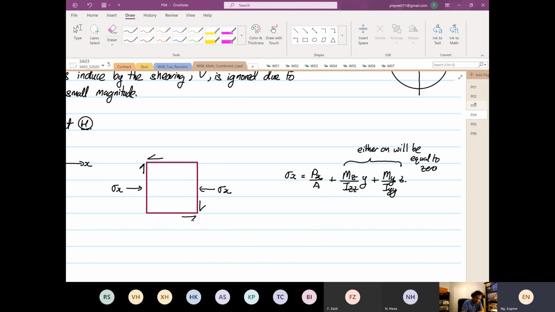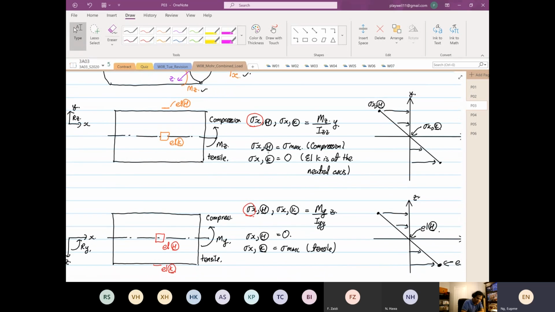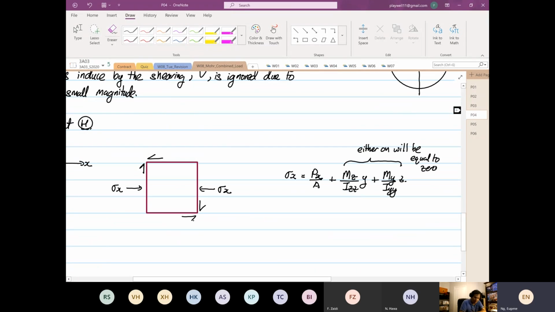Why is that? Because like what we see over here, element H is maximum, then you orientate in a different moment over here, element H is equal to what? 0. So the top one, moment about Z, element H is maximum. The bottom one, moment about Y, element H is equal to what? 0. Okay, so that's why I wrote down here, either one. So either one will be equal to 0, right?